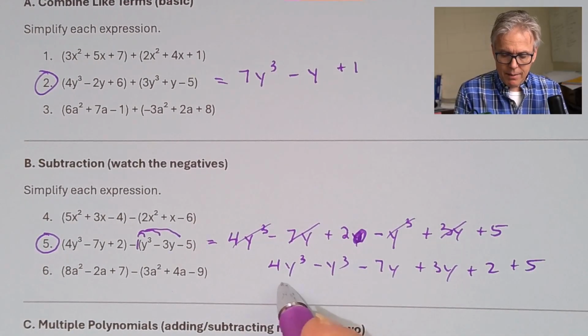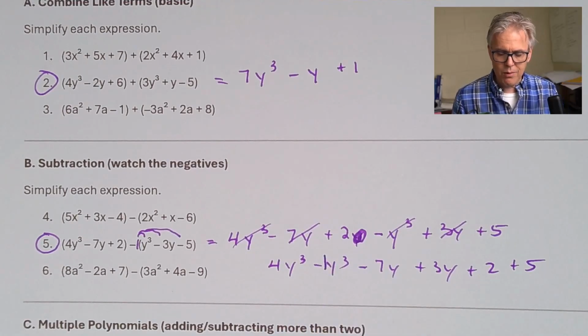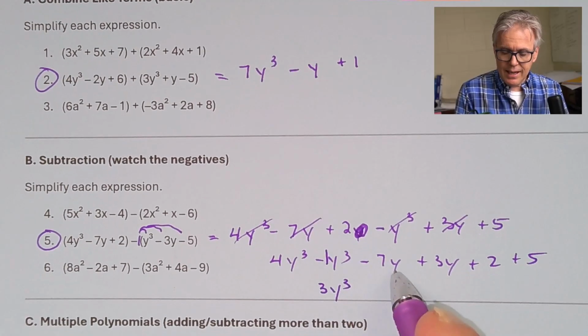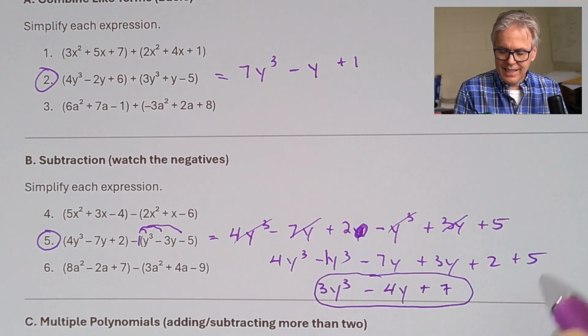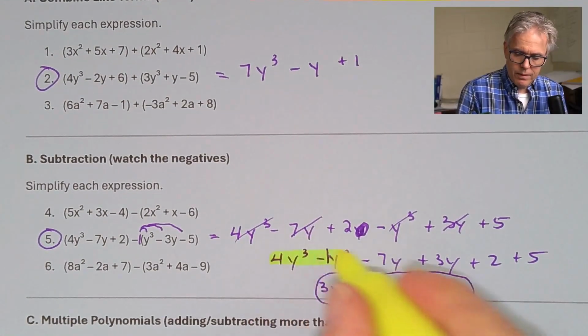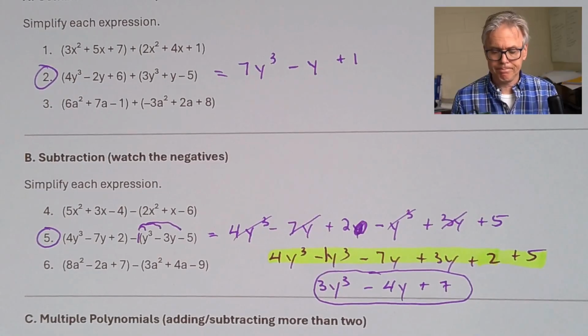Okay, so now I've got my like terms. 4y cubed minus, I'll pencil in a 1y cubed, is 3y cubed. Then a negative 7y plus 3y is a minus 4y. 2 plus 5 is 7. Again, this step here is an optional step that you do not have to do, but I recommend it early on anyway.